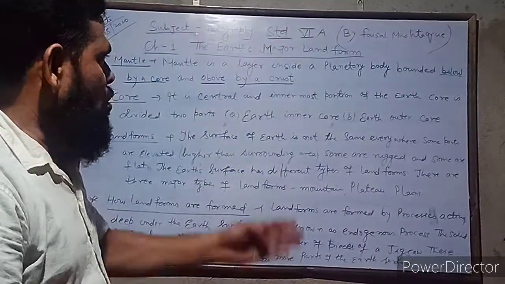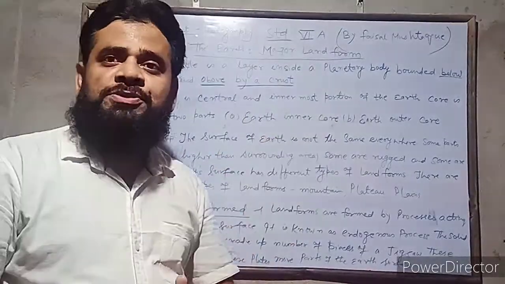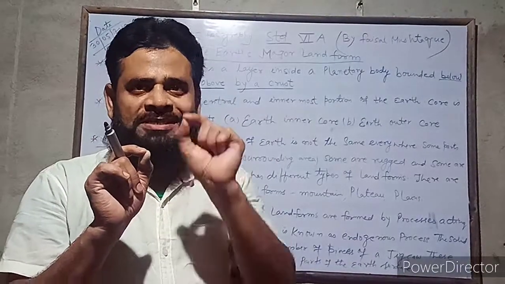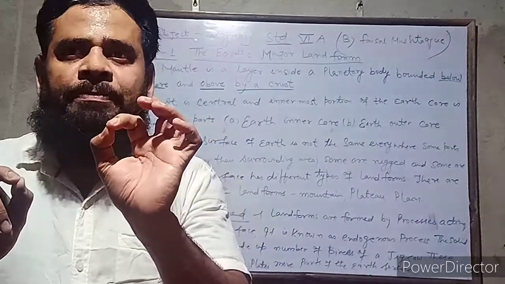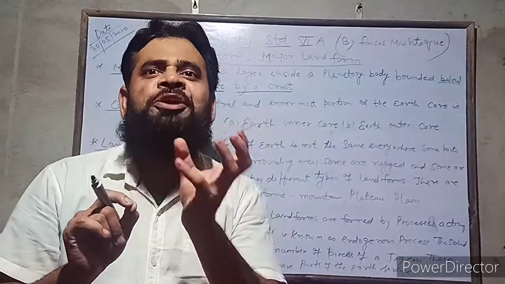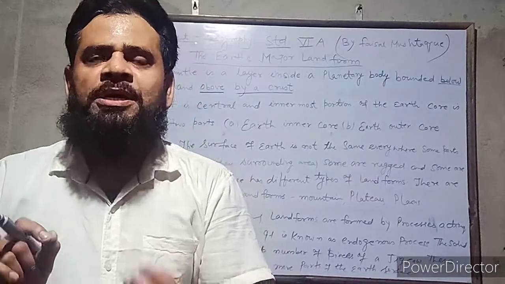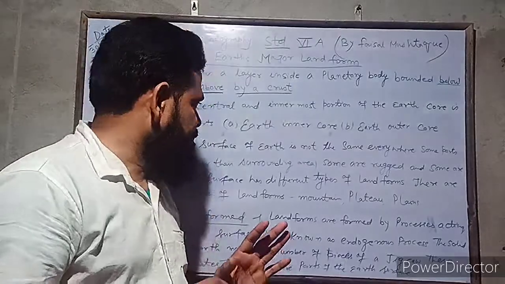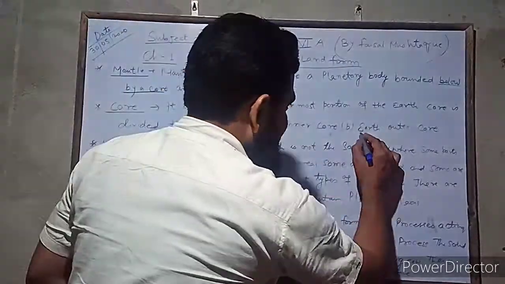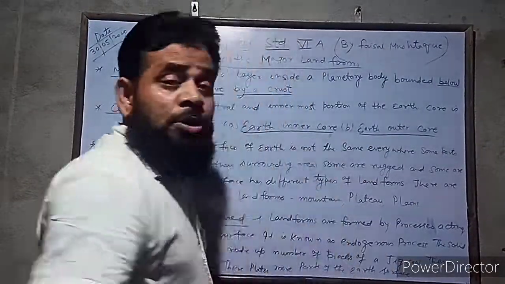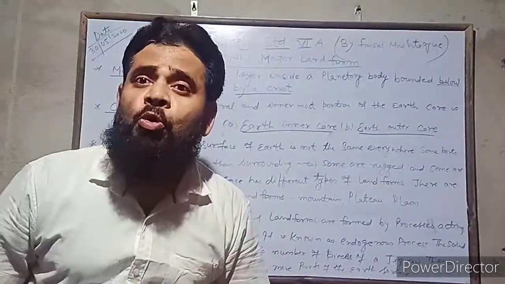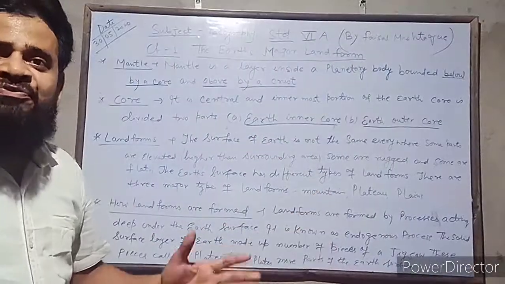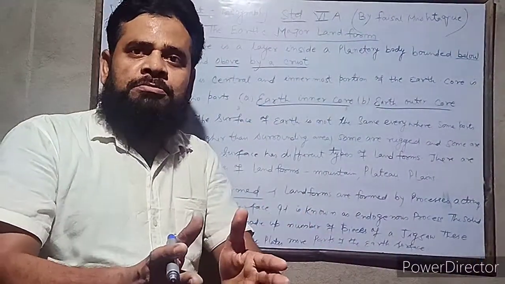Earth's inner core. Students, it is the innermost geologic layer of the earth. It is primarily a solid ball with a radius of about 1,220 kilometers. Now, the earth's outer core. The earth's outer core is liquid and does not let earthquake waves pass through it.